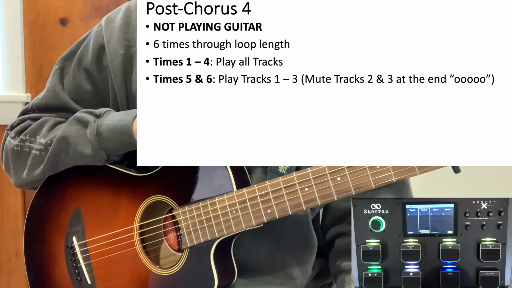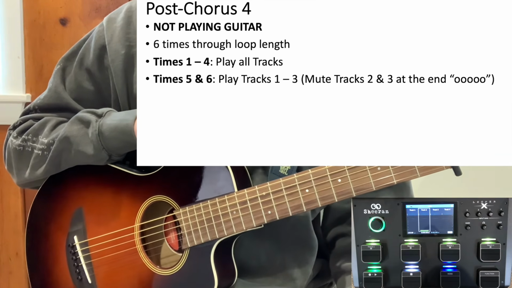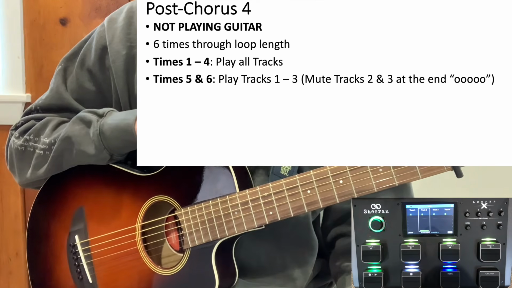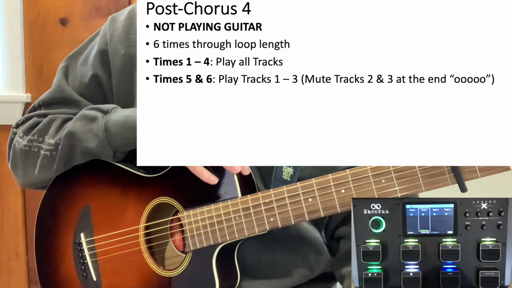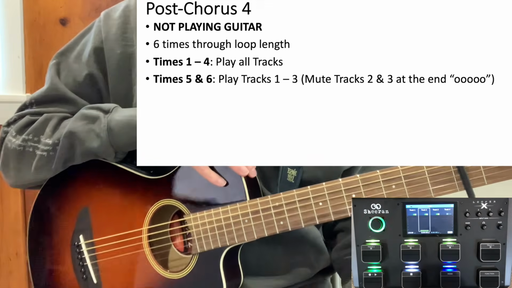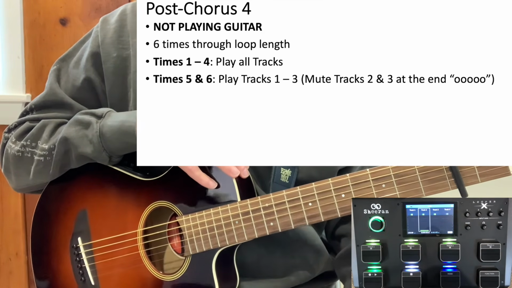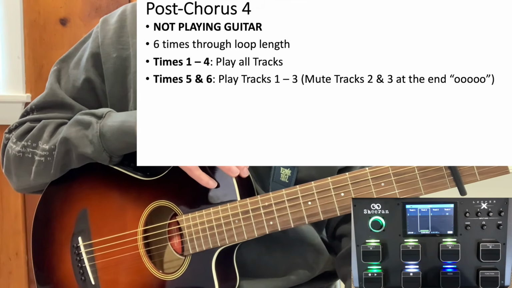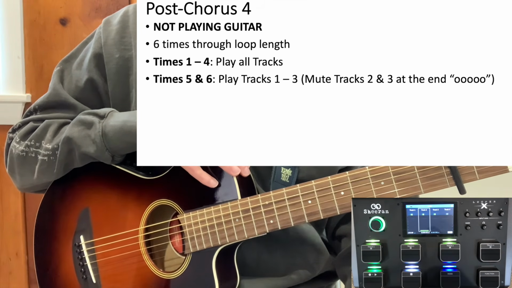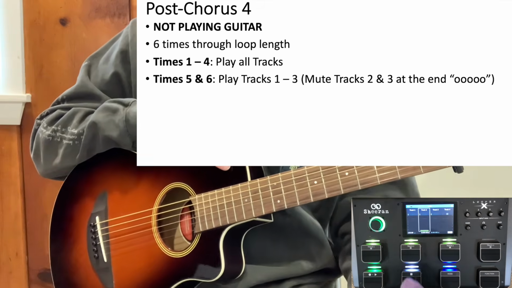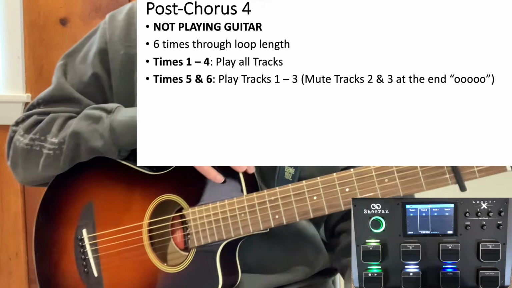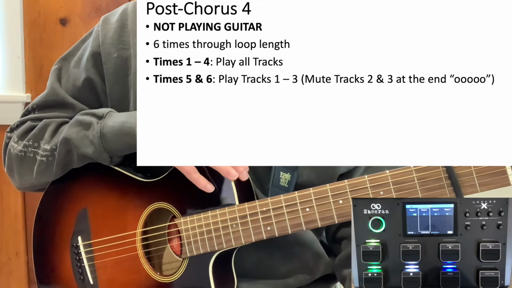All right, so now we're into post-chorus 4, and you're going to go through your loop length 6 times in total. Times 1 through 4, you have all 4 of your tracks playing out, everything's good. When you get to times 5 and 6, that's when you would mute track number 4. And so time number 5, you have tracks 1 through 3 playing out, and then the beginning part of time 6, you also have tracks 1 through 3 playing out. However, you would mute tracks 2 and 3 as you get to the end of the last "ooh" that's being sung.